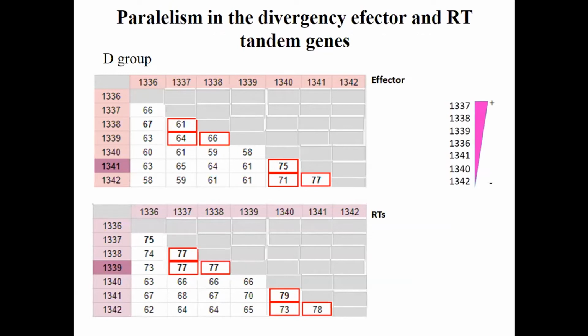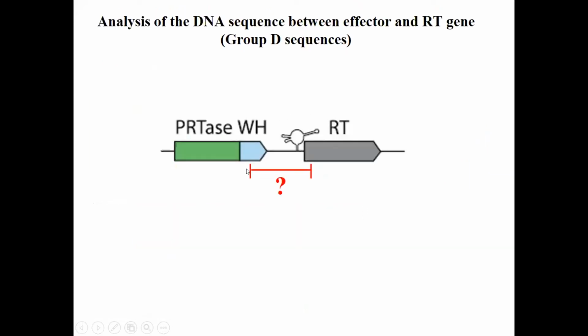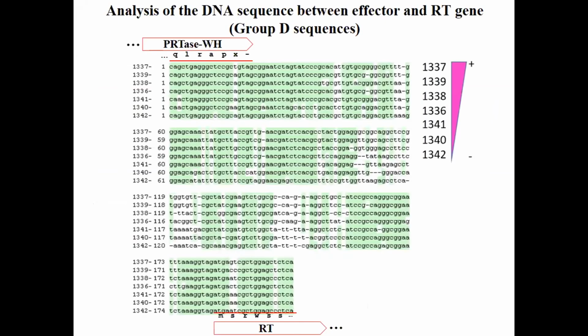We can observe a parallelism between the distance of both genes for every group of sequences, here exemplified by the D group. This parallelism suggests interaction of both genes. Once the distance matrix was ordered, we wondered whether there is any conservation in the DNA region and studied whether there is an msr-msd DNA structure region. The alignments of the DNA region from the last part of the effector and the first part of the RT gene reveal an important conservation in some regions.